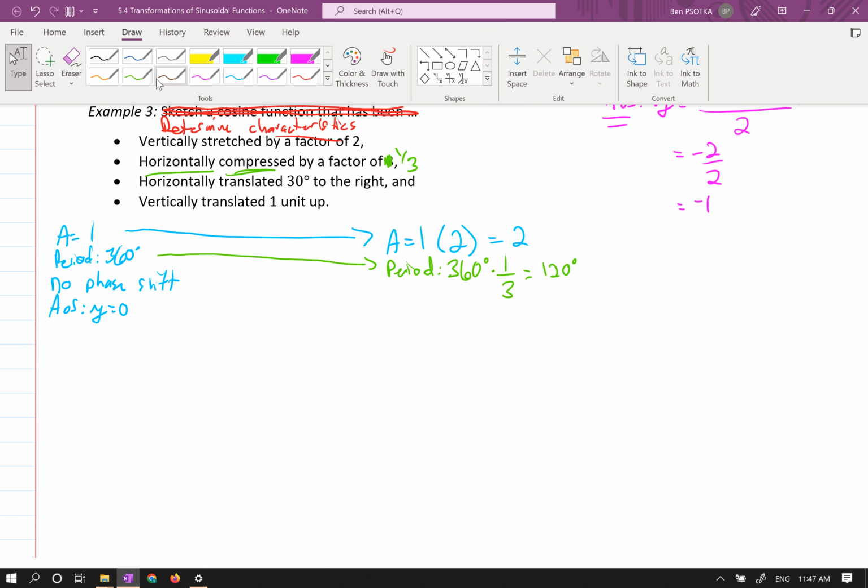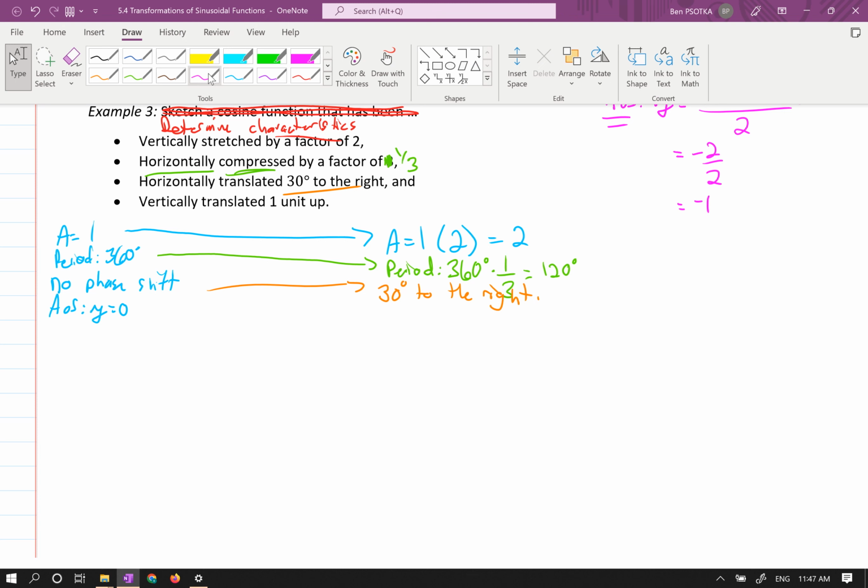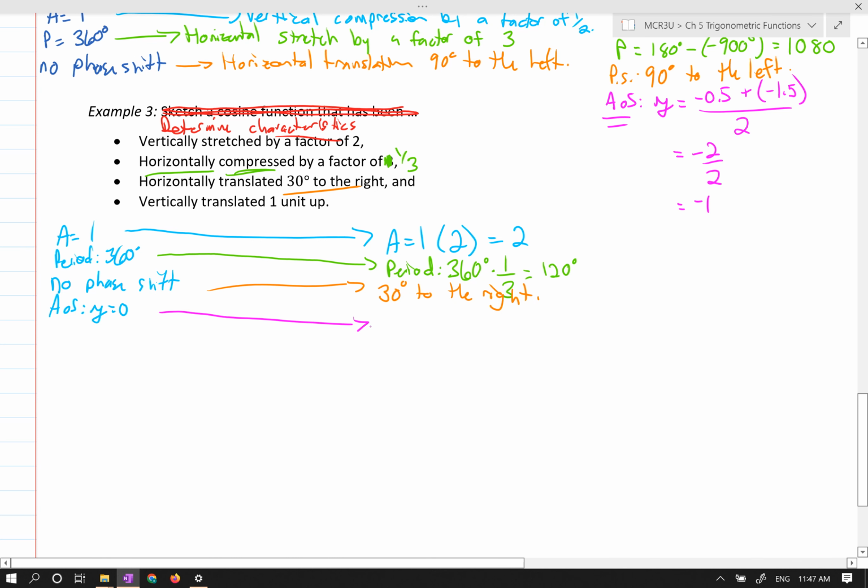Our phase shift. It's horizontally translated 30 degrees to the right, so nice and straightforward. That means we have a 30-degree phase shift to the right. And lastly, if it's vertically translated 1 unit up, then we're going to have an axis of symmetry. It was at y equals 0. It's been picked up and moved 1 unit up, so now we have our axis of symmetry at y equals 1.